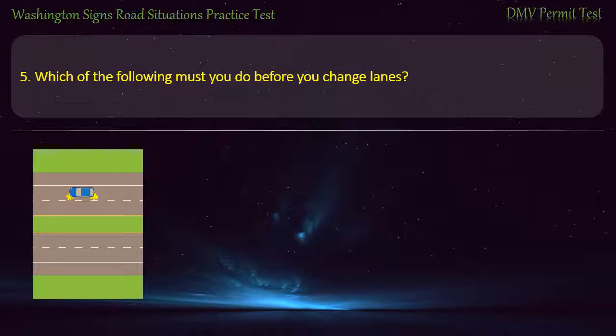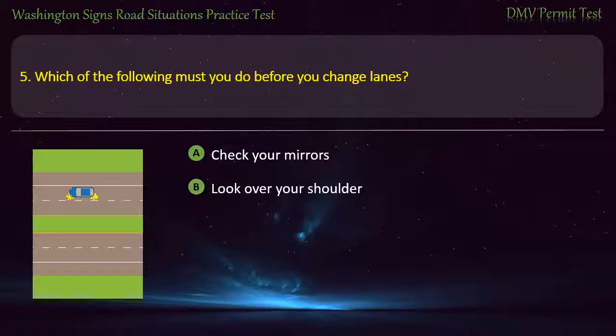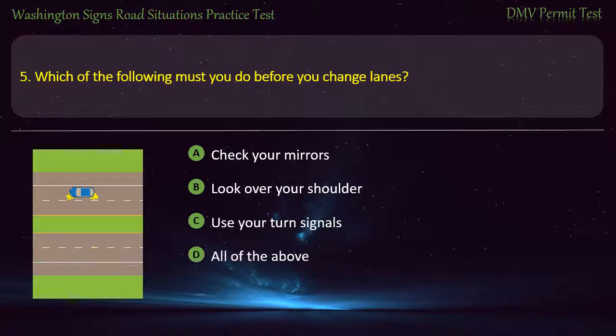Question 5. Which of the following must you do before you change lanes? Check your mirrors. Look over your shoulder. Use your turn signals. All of the above. Answer. All of the above.